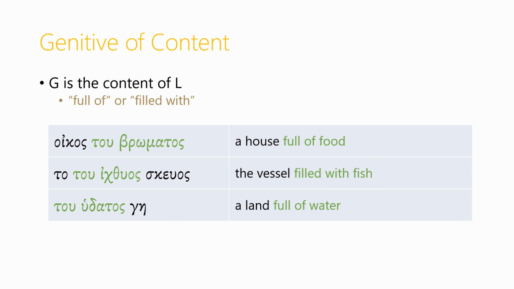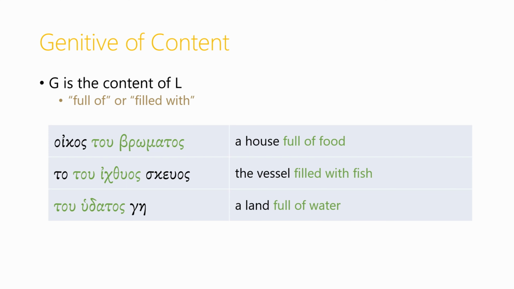The genitive of content, this is where the genitive nominal is the content of the lead nominal, and this is what we're going to translate often with full of or filled with. So oikos tu bromatos is a house full of food, and to tu ichthuos skeuos is the vessel filled with fish, and tu hudatos ge is a land, ge, full of water, tu hudatos.